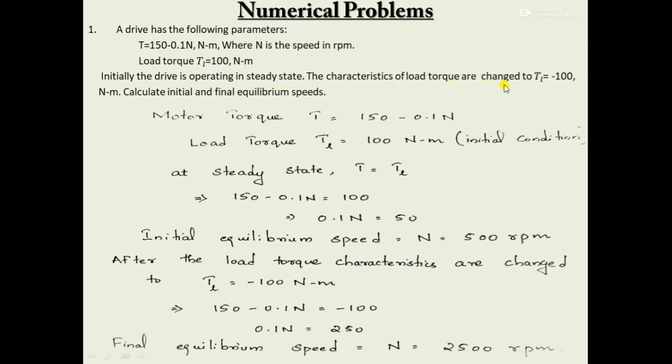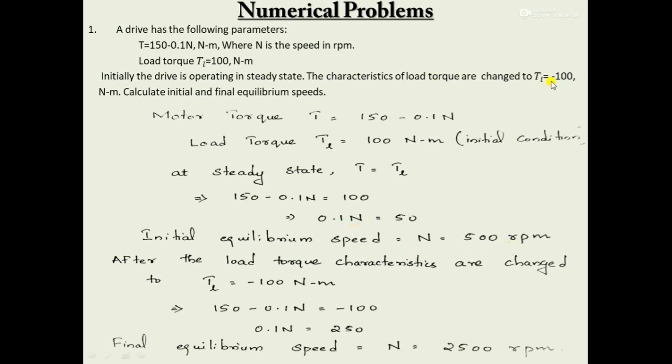The characteristics of load torque are changed to TL is equal to minus 100 Newton meter. Initially the load torque was TL is equal to 100 Newton meter. Thereafter it is being changed to minus 100 Newton meter. You are asked to find the initial and final equilibrium speeds. The equilibrium speeds can be found out by equating the value of motor torque with the load torque. So in case 1, we will be equating the motor torque with the load torque, that is 150 minus 0.1 N with 100 Newton meter. Further solving it, we will be able to obtain the equilibrium speed as 500 rpm.